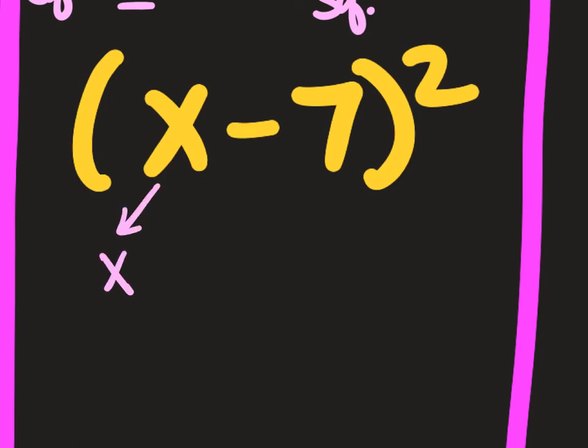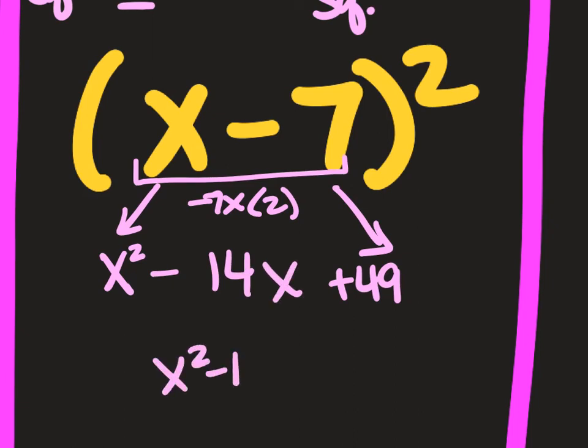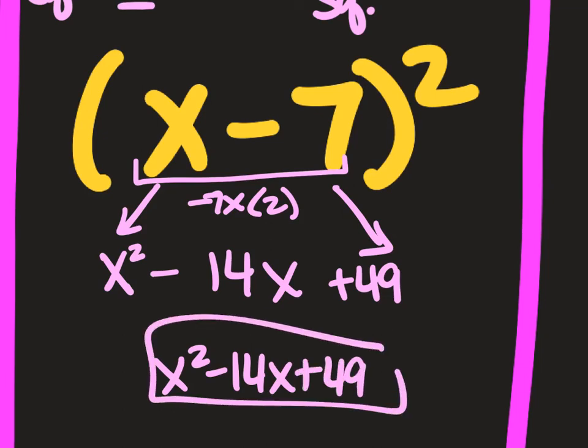Square the first, square the last. Negative 7 times negative 7 is a positive 49. Here, negative 7 times x, we multiply together. Negative 7 times x is negative 7x. Times it by 2 gives us a negative 14x. So more cleanly, it looks like this. Super simple.